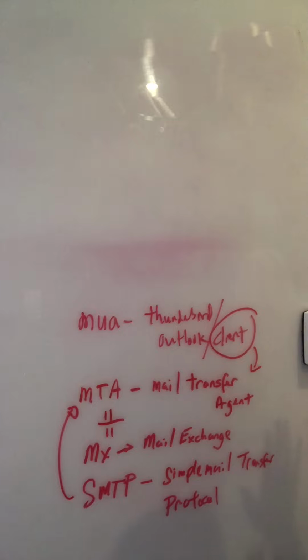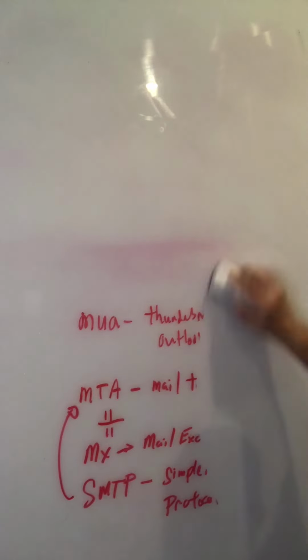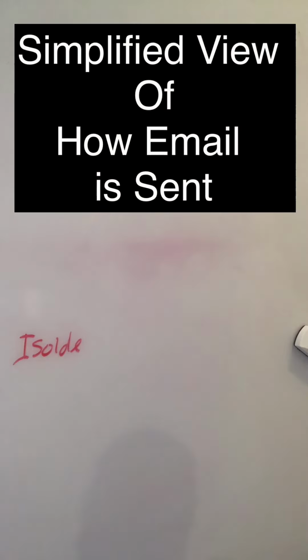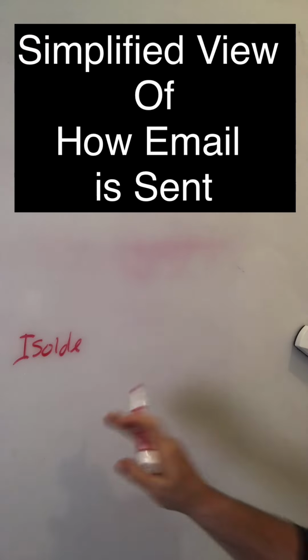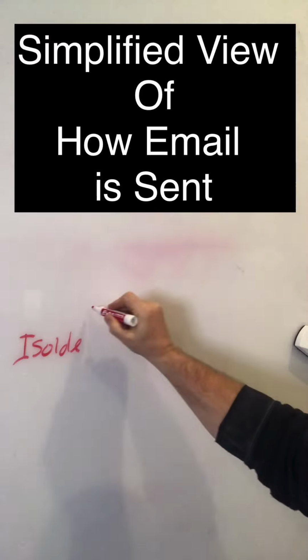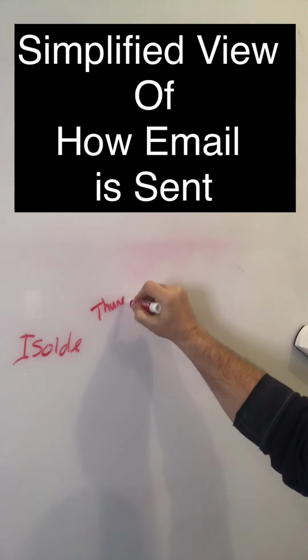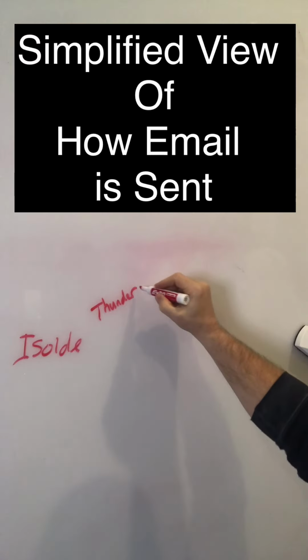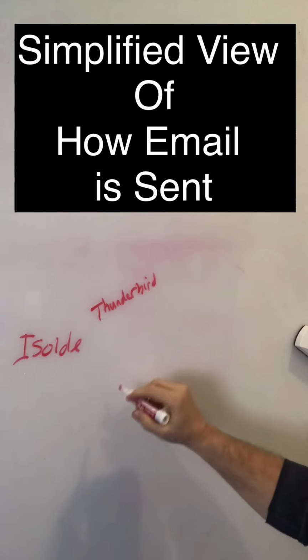Now, I'm going to erase this, and I'm going to start drawing some really bad pictures, because that's what I'm good at, really bad pictures. Now, Isolde wants to send a love letter to her lover, Tristan, who's in Wales. Isolde pops open her Thunderbird client, which is a mail user agent, and she writes her love letter.